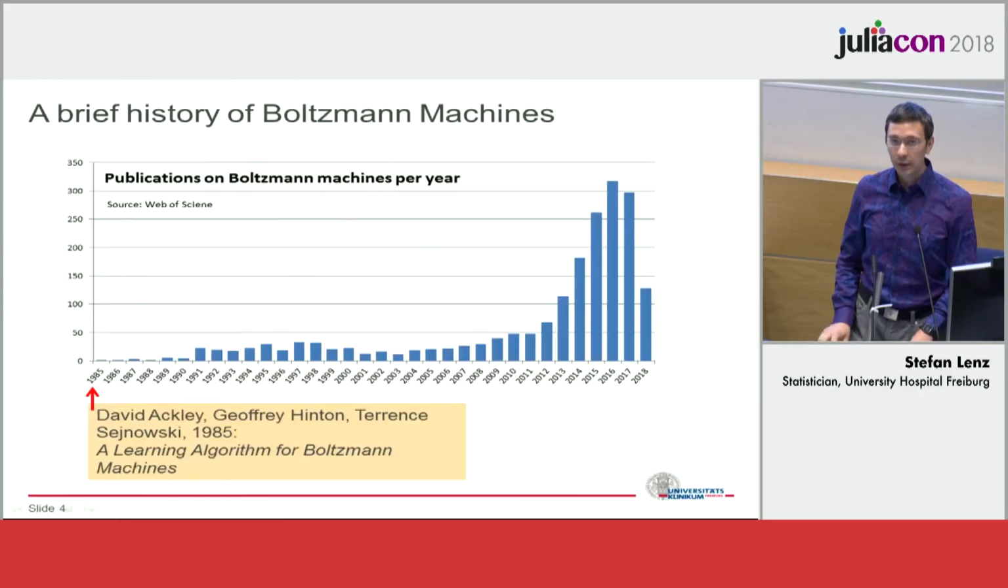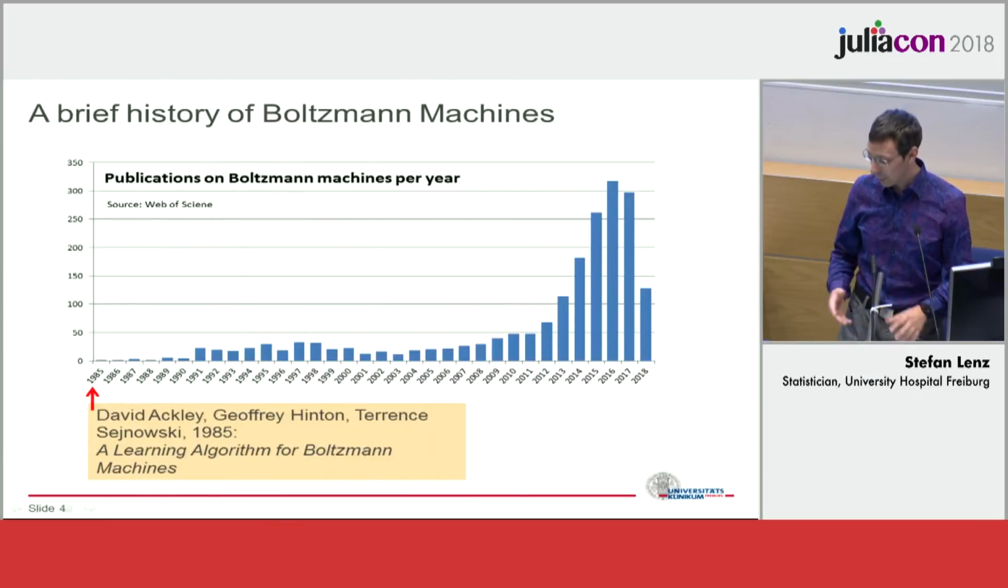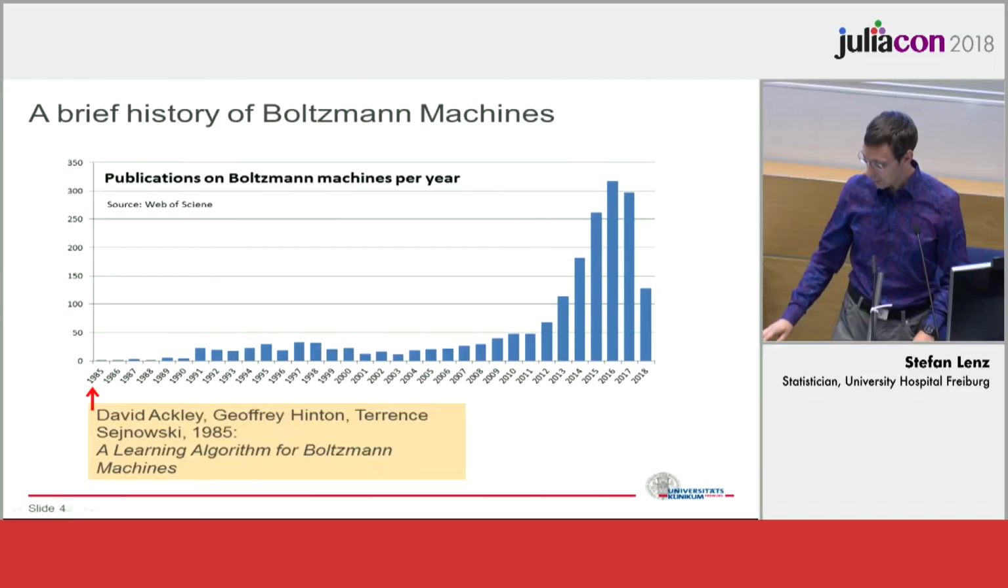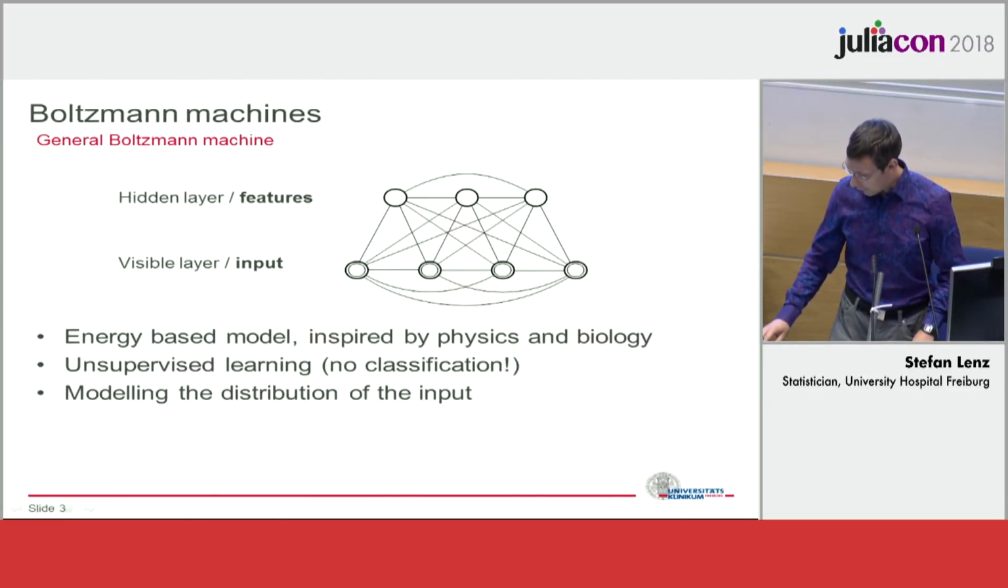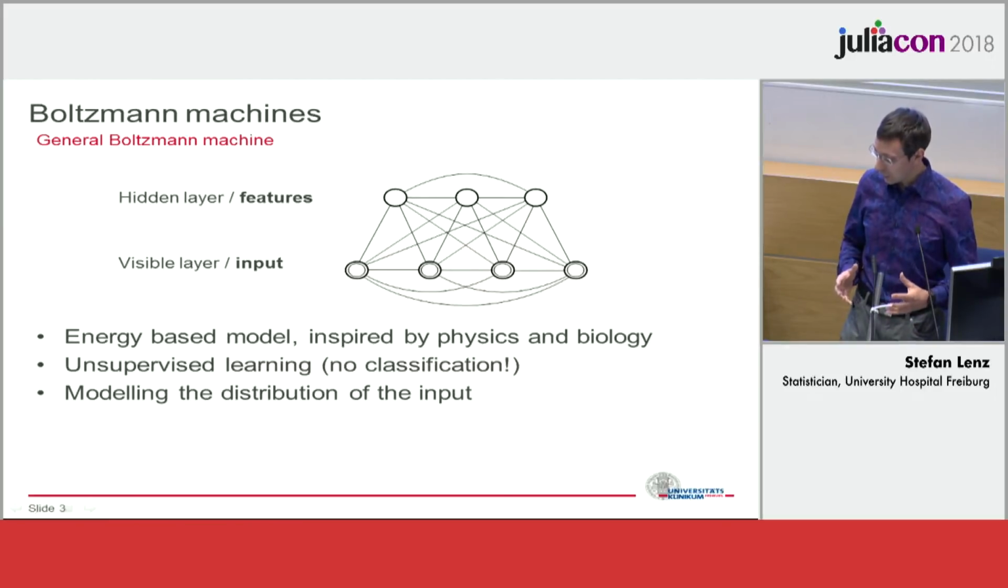Boltzmann machines were invented in 1985, but as you can see on the graph, it took some time until they got popular. The reason for this is that the formulation of the energy function and the probability distribution was rather simple, but it was hard to figure out how they could be practically trained. And I forgot to mention, Boltzmann machines are especially for unsupervised learning, and they are not for classification tasks. With this energy function, the goal is to model the whole distribution of the input.